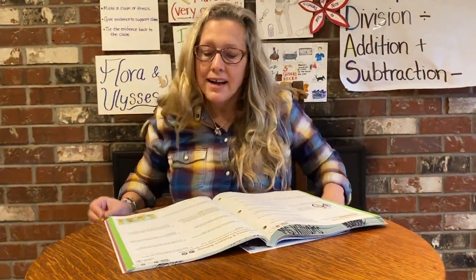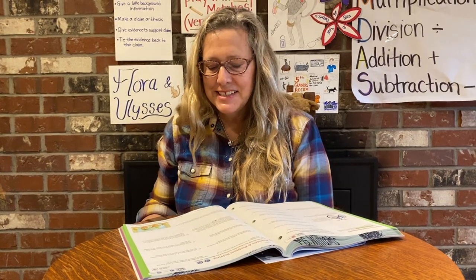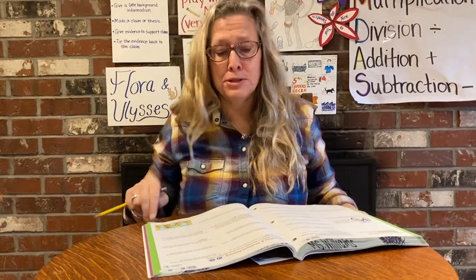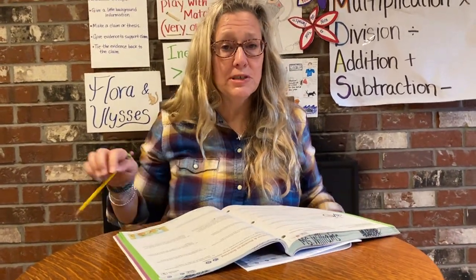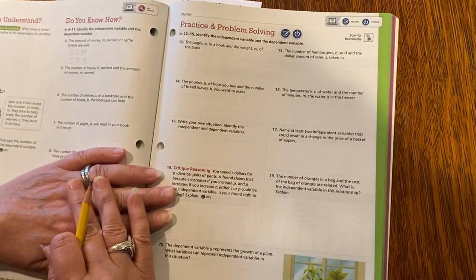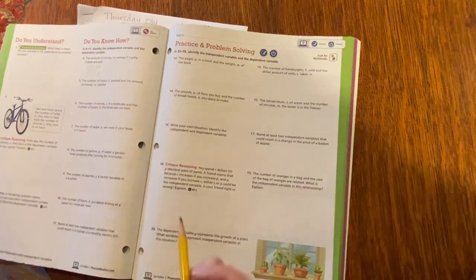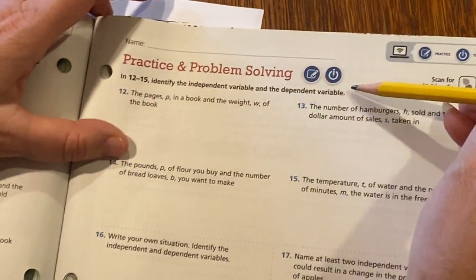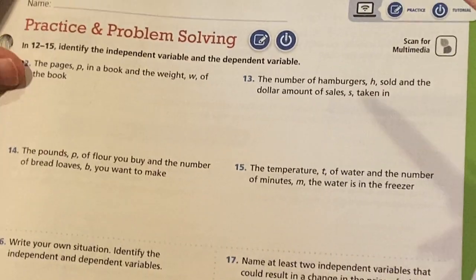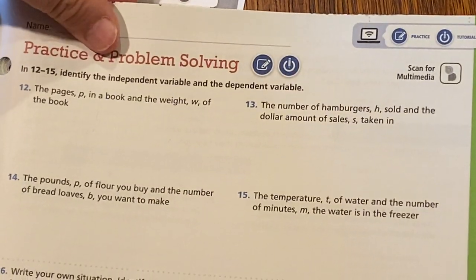Okay, welcome back. Today we are going to be working on starting on page 231. So open your workbooks there. And again, we're going to be talking about independent and dependent variables. Okay, for number 12 through 15, you're going to identify the independent and the dependent variables. Let's do a couple together.